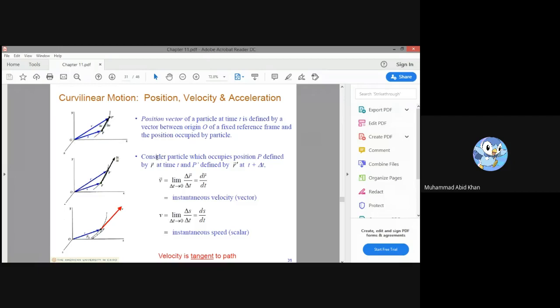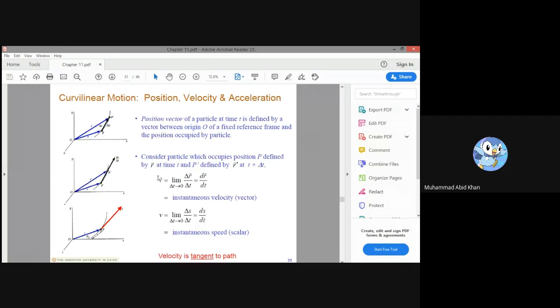Now let me come to the next one. Consider a particle which occupies position P, defined by the r vector at time t, and position P defined by this equation. The equation is here. This one is equal to the instantaneous velocity vector, and the second one is the instantaneous speed. This one is scalar, the first one is a vector, the second is a scalar. Velocity is tangent to the path.